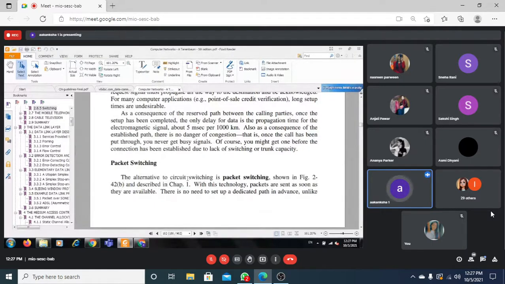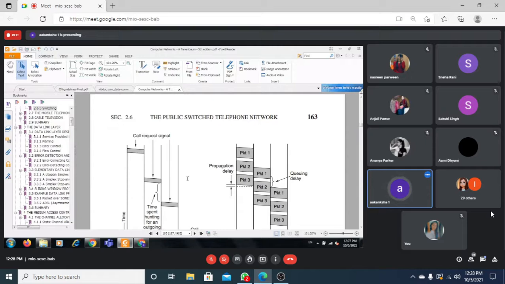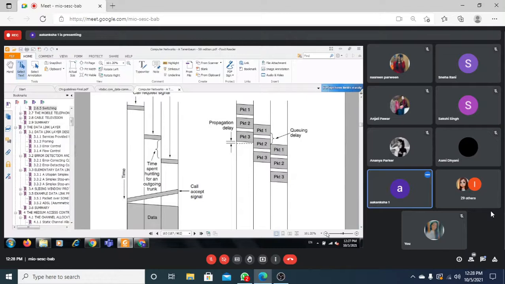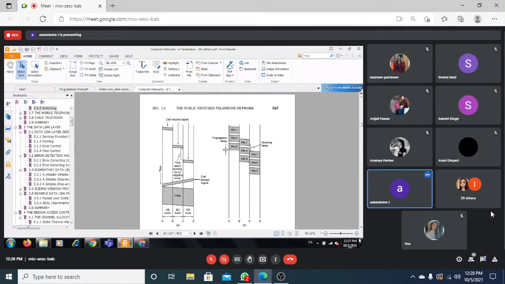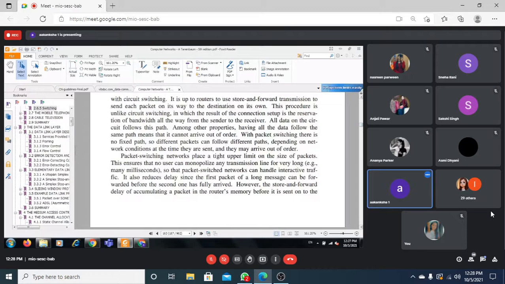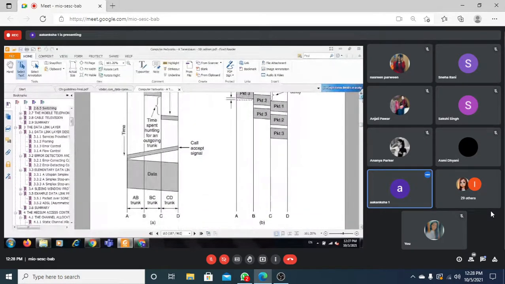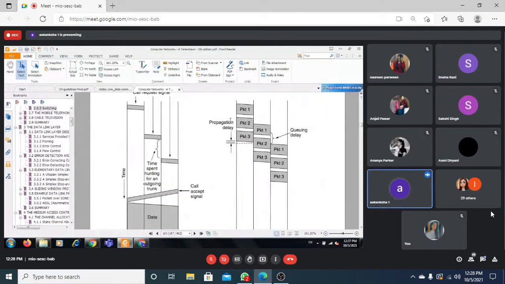But in contrast to circuit switching, nowadays we have packet switching, which is more desirable in the context of the computer applications we are doing nowadays. So with this technology, packets are sent as soon as they are available. Now you can see here in figure 2.43b, the actual time taken here will be only the propagation delay.